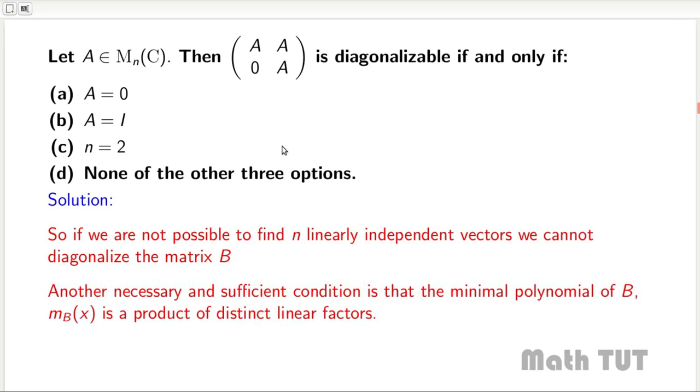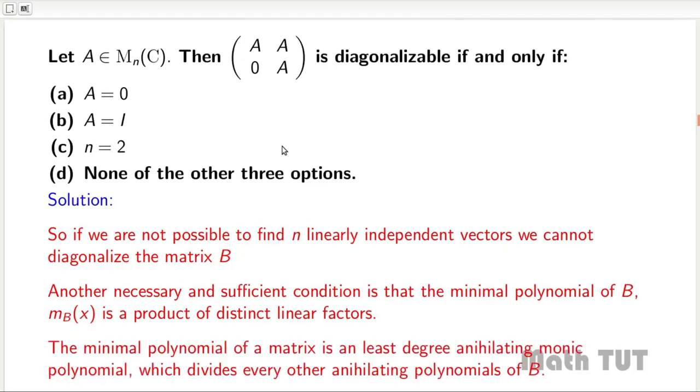Yet another interesting characterization for diagonalization of matrices, which is in fact a necessary and sufficient condition, is that the minimal polynomial of that particular matrix should be a product of distinct linear factors. In the previous video also we talked about minimal polynomials. The minimal polynomial is the least degree annihilating monic polynomial which divides every other annihilating polynomial of that matrix B. Such polynomials we call the minimal polynomial.